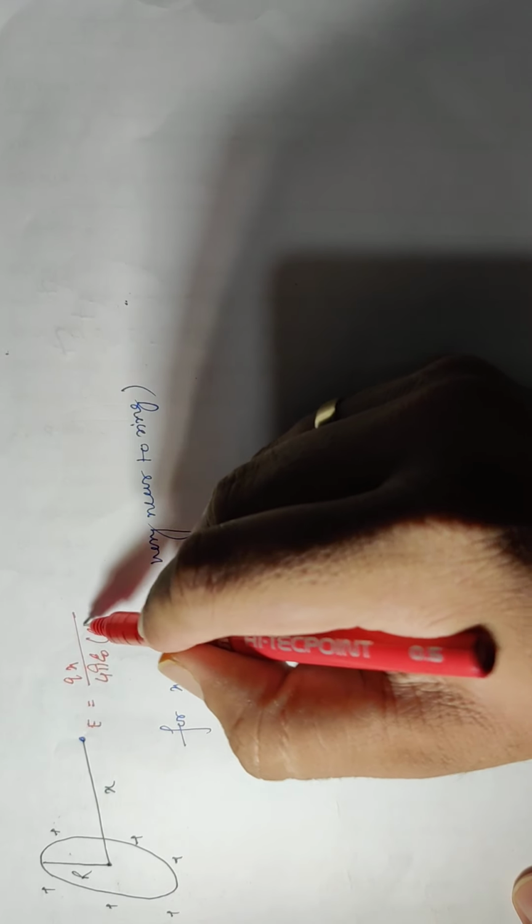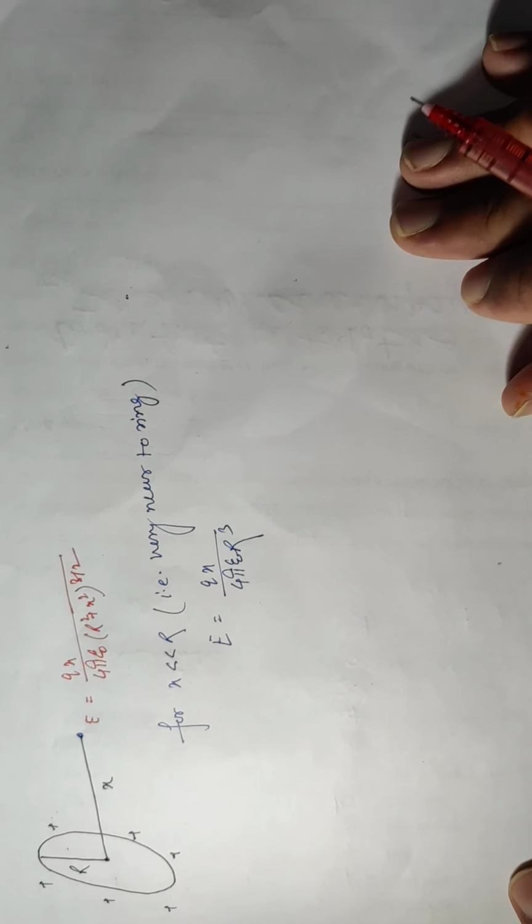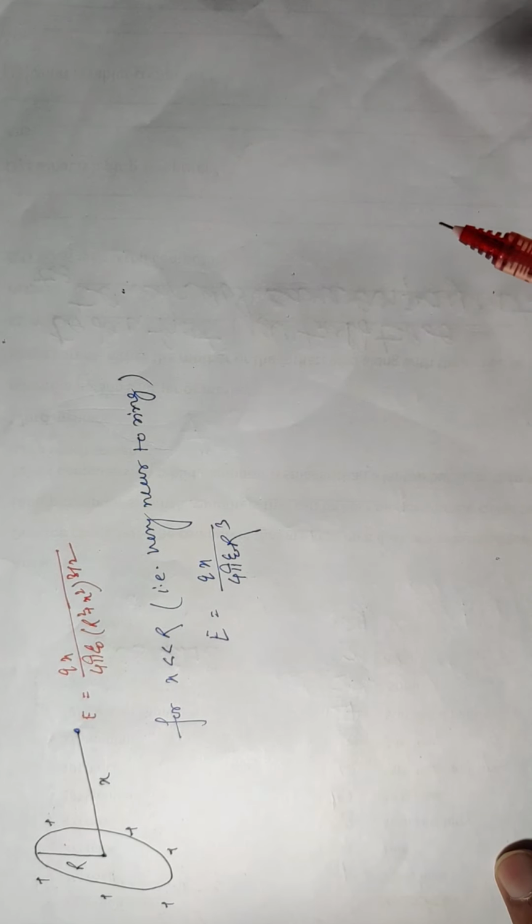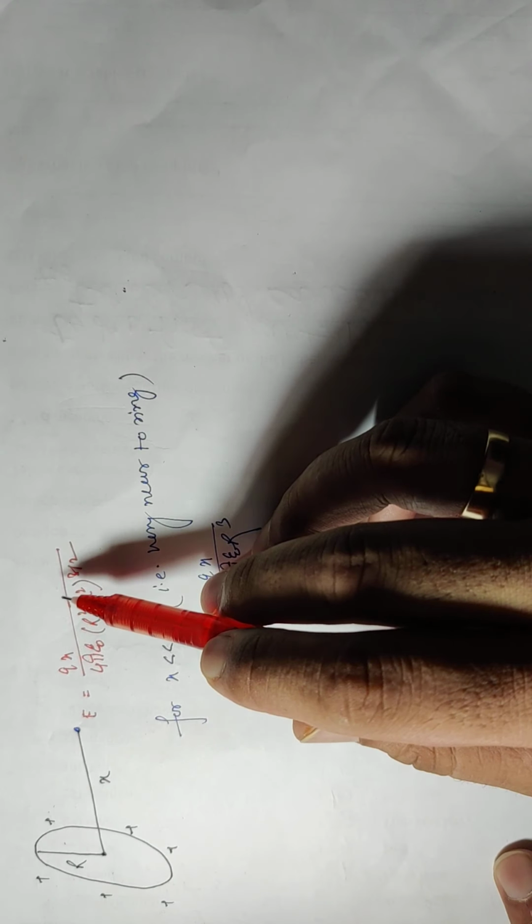As discussed in the previous video, the intensity due to a positively charged or negatively charged ring of radius r at a distance x from its center on its axis is given by qx by 4 pi epsilon naught (r square plus x square) whole to the power 3 by 2, and its direction depends on whether the ring is positively charged or negatively charged. If the ring is positively charged, the direction will be away from the center, and if the ring is negatively charged, it will be towards the center.